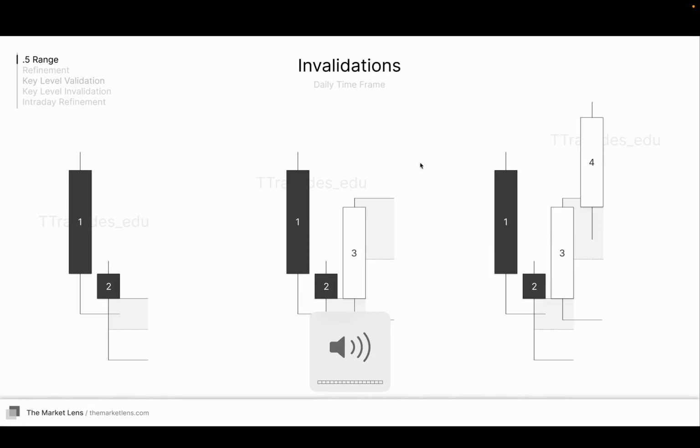Guys, so we're going to be going over invalidations today: how to start off with your first invalidation and how to refine your invalidations while price is printing intraday, because your invalidations are going to move after certain things happen. Your first invalidation is always going to start on the daily chart, marking out the EQ of that previous day's range.